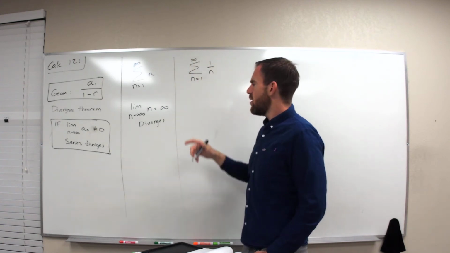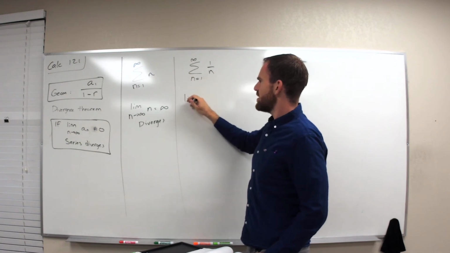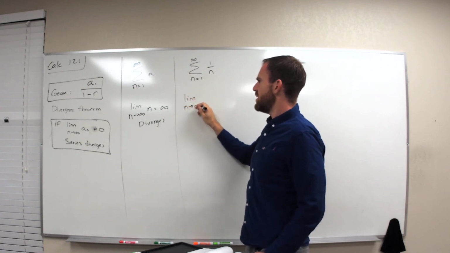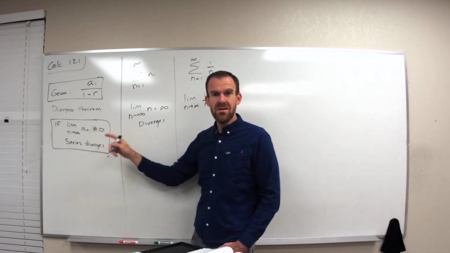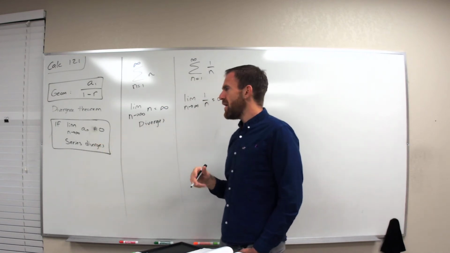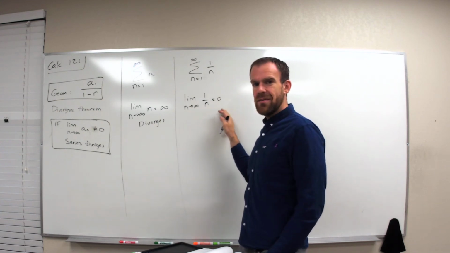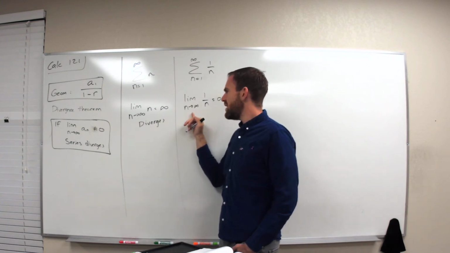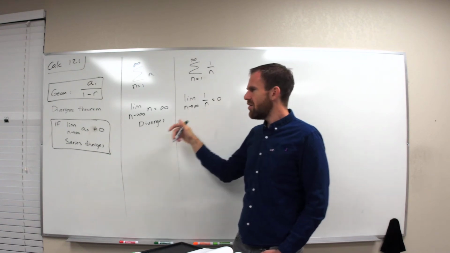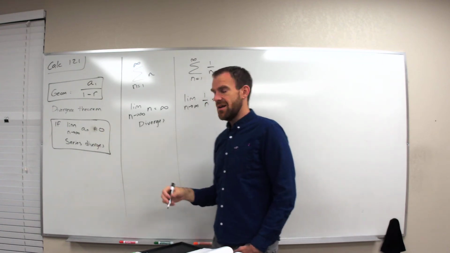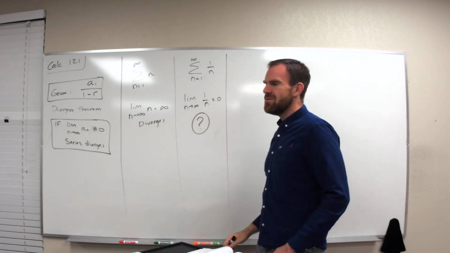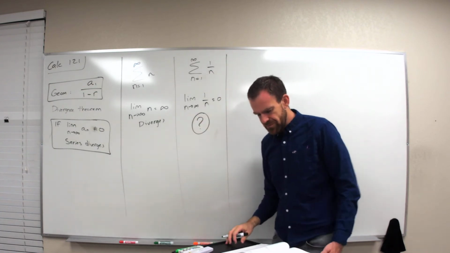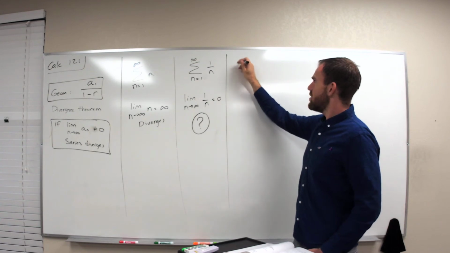Let's try this one. If I take the limit as n approaches infinity of 1 over n, I get 0. Does that mean it converges? No. In fact, we know nothing about this result. If the limit as n approaches infinity is 0, our theorem tells us nothing. So we're going to leave this as a giant question mark for a future lesson when we'll find out that it actually diverges.